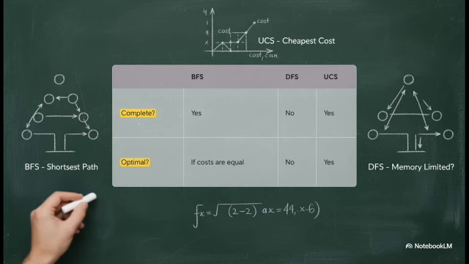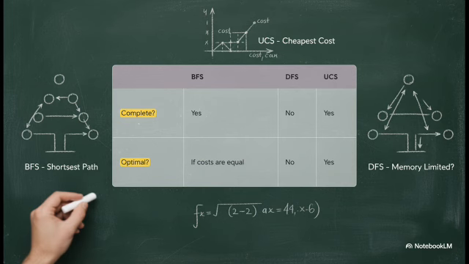And this table here lays it all out perfectly. Do you need to guarantee you'll find a solution? Then you have to avoid DFS. Do you need the absolute cheapest, most efficient path possible? Then UCS is your champion. And if all the steps are equal and you just want the path with the fewest turns, BFS is your guy. DFS really only makes sense when you have very little memory and you're okay with maybe finding a less than perfect solution.